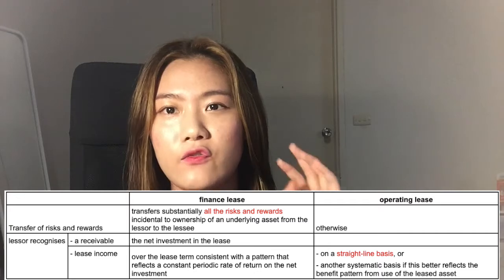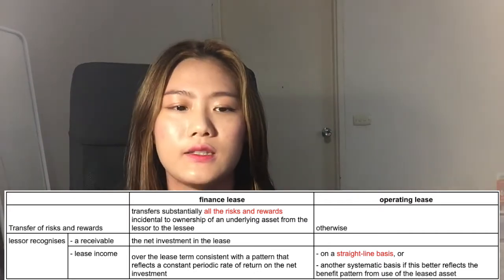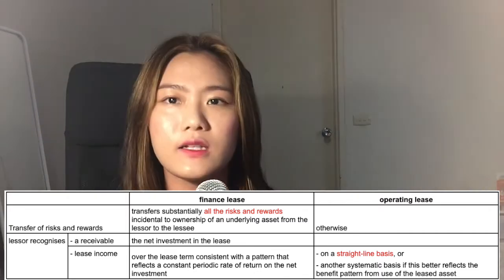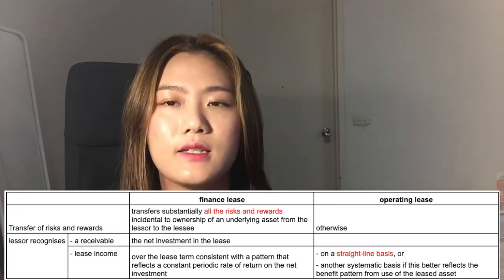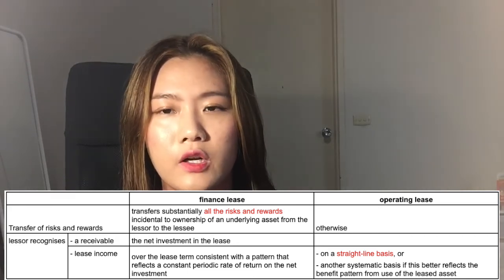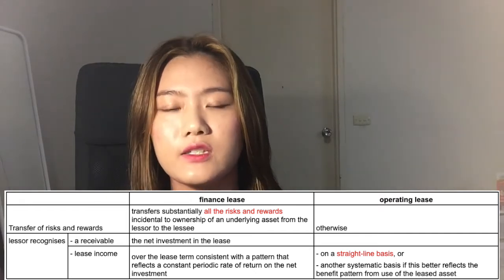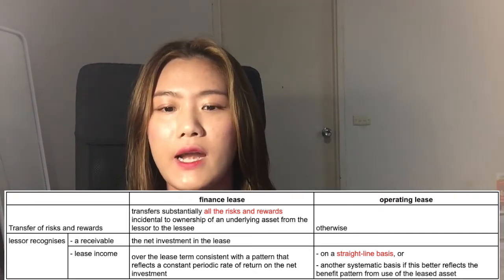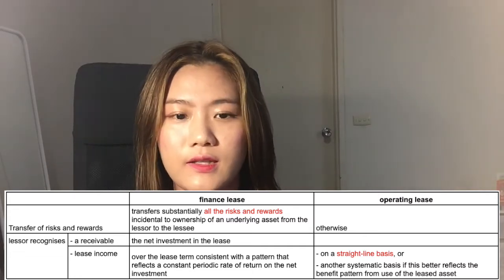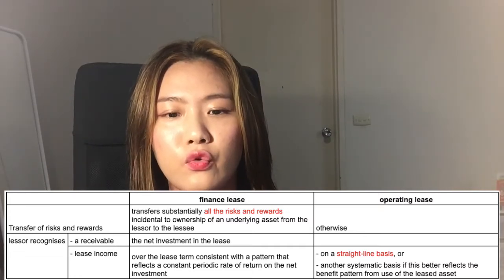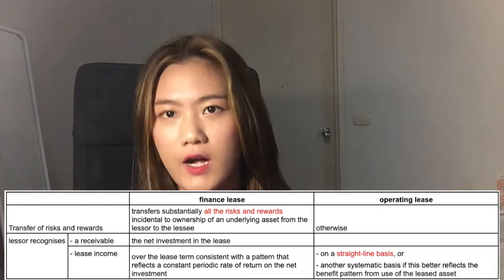Within the lease, there are also two types of leases: finance lease and operating lease. The difference is that a finance lease transfers substantially all the risks and rewards incidental to the ownership of an underlying asset from the lessor to the lessee. Whereas for an operating lease, that is otherwise. They don't encompass all the risks and rewards. It's not transferred to the lessee like a finance lease.